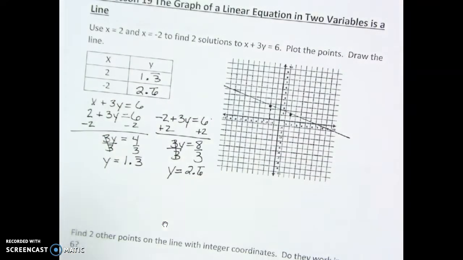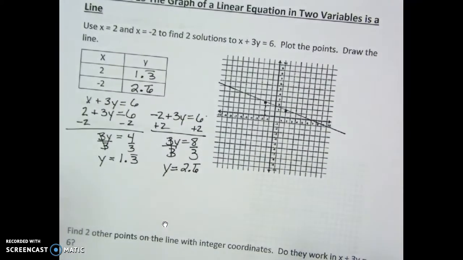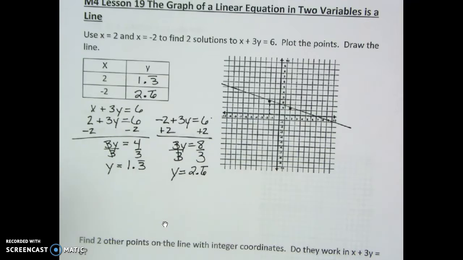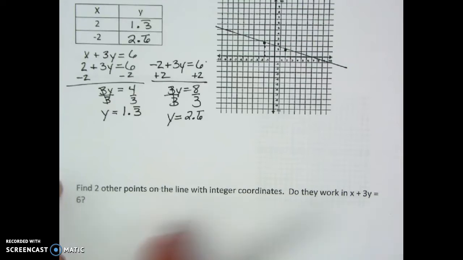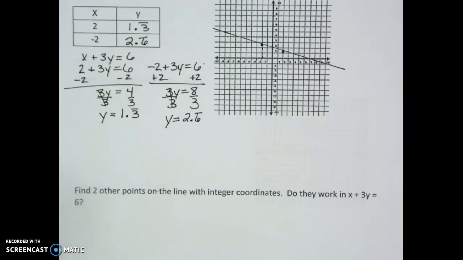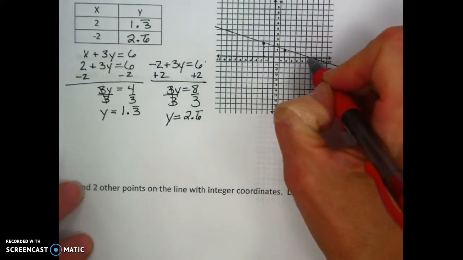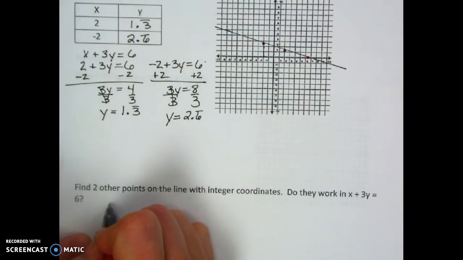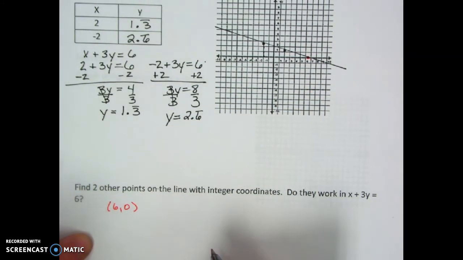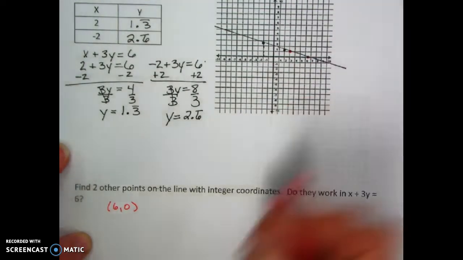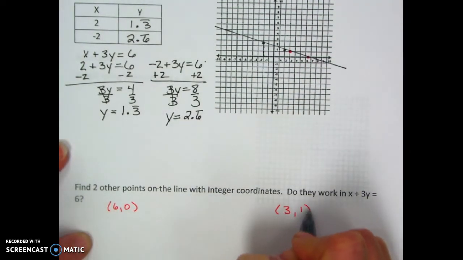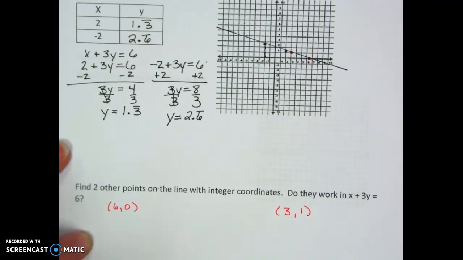All right, there we go. And draw the line. Now, they're going to ask us a bunch of questions that go along with this. So next, we want to find two other points on the line with integer coordinates and find out if they work in the equation. I think out here at 6, 0, we should have a point, and I believe at 3, 1, we should have a point.